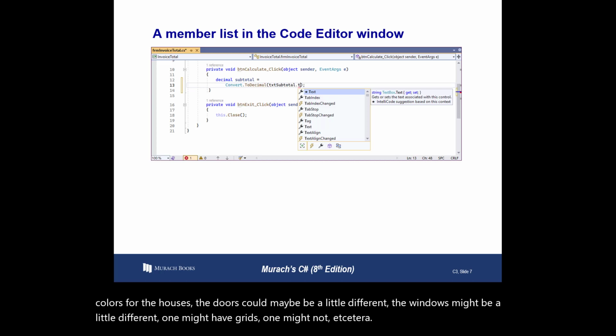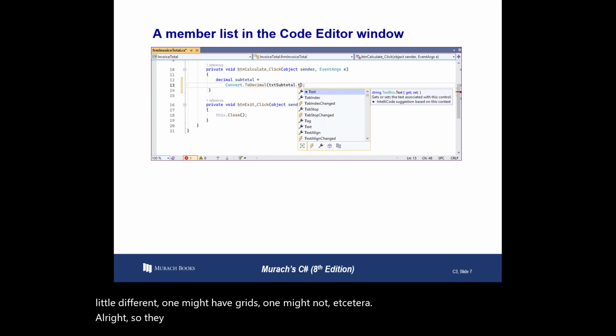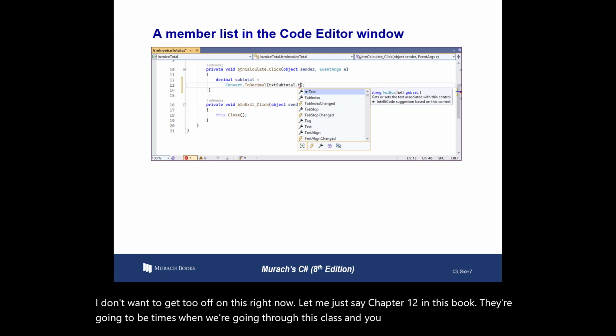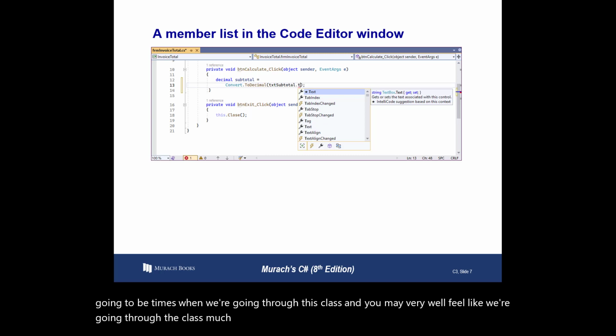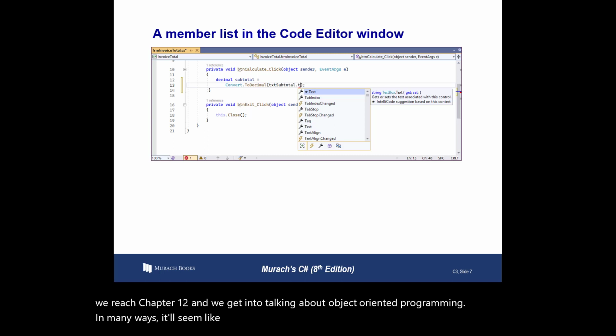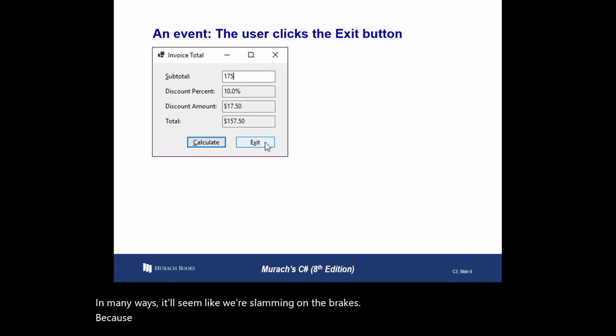All right. So they come in here and they're showing this member list in the code editor window. I don't want to get too off on this right now. Let me just say, chapter 12 in this book, there are going to be times when we're going through this class and you may very well feel like we're going through the class much, much too quickly. But I will tell you that once we reach chapter 12 and we get into talking about object-oriented programming, in many ways it'll seem like we're slamming on the brakes because we're going to slow it way down.